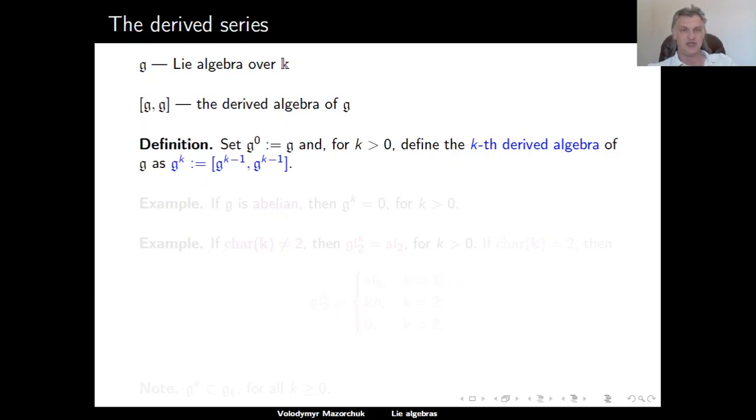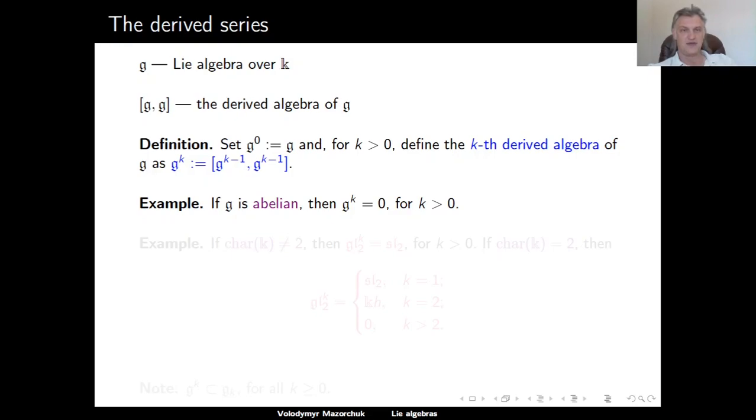So we denote G upper 0, the algebra G itself, and for a positive integer k, we define the kth derived algebra G upper k of G recursively as the derived algebra of G upper k minus 1. An easy example, if G is abelian, then all algebras G upper k are 0 for all k greater than 0.